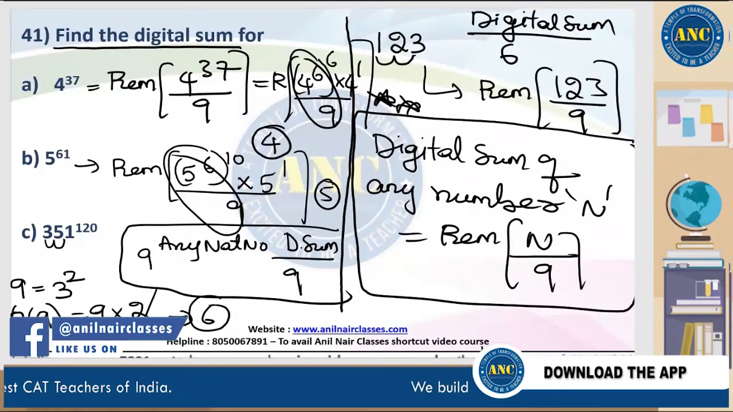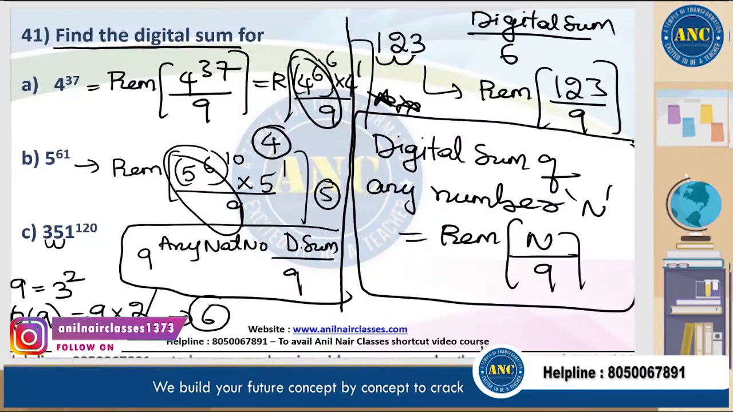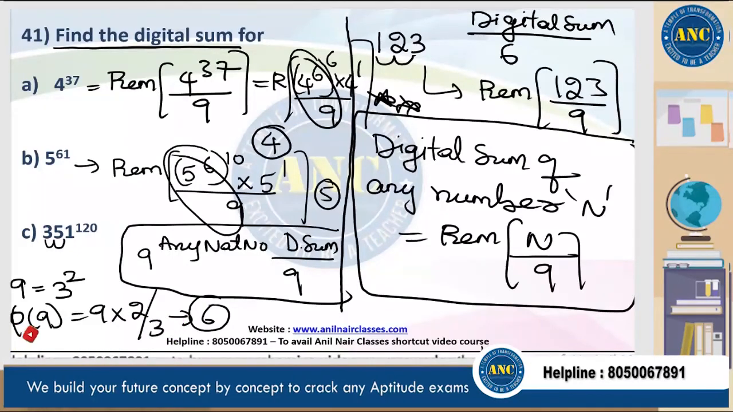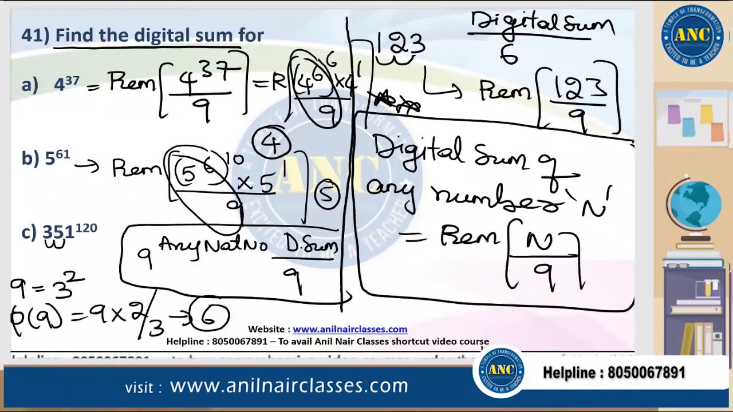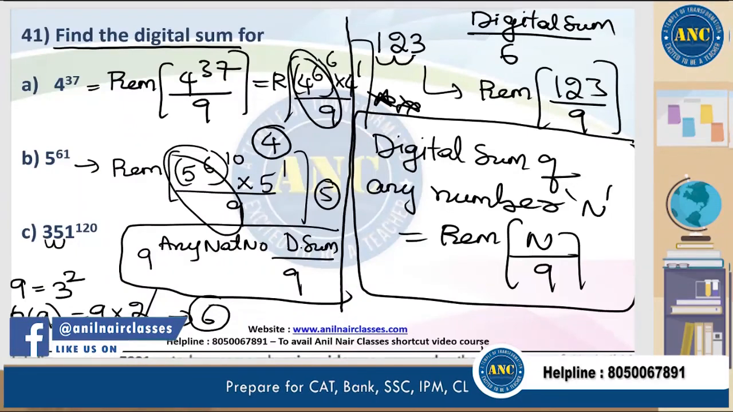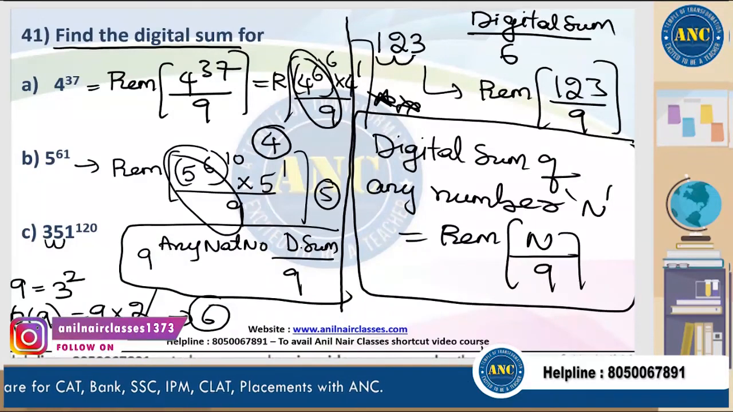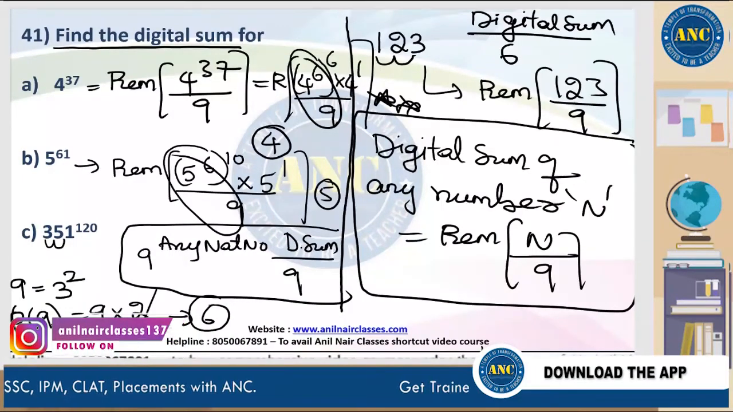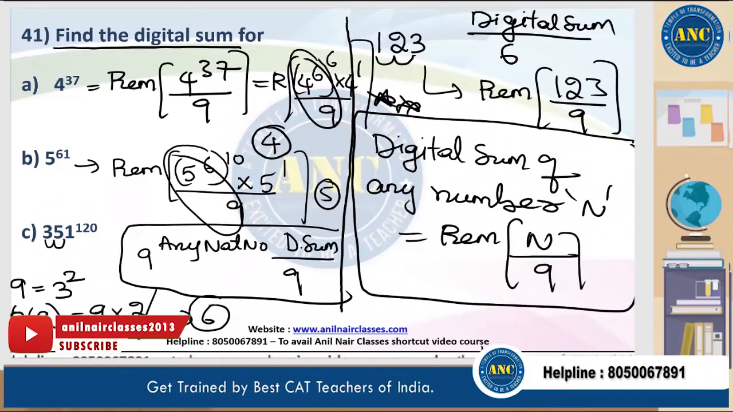4 power 37 divided by 9. 9 is nothing but 3 square. So 5 of 9 I got it as 6. So 4 power 6 into 4 power 1 by 9. 4 power 6 divided by 9 is 1. 1 4s are 4. 5 power 6 divided by 9 is 1. 6 10s are 60. Remaining is 1 power of 5. 3 plus 5 plus 1 is 9. 9 power any natural number, digital sum will be 9. I hope the idea is clear.